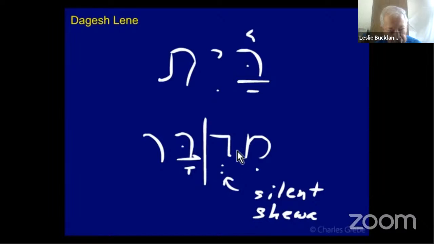Dalet is also a Bagad Kafat letter, so it could take a Dagesh Lenny. Does it meet those two conditions? Is it at the beginning of a syllable? Nope, it's at the end of a syllable. And not only that, it follows a vowel. So on both counts, the Dagesh Lenny is eliminated.